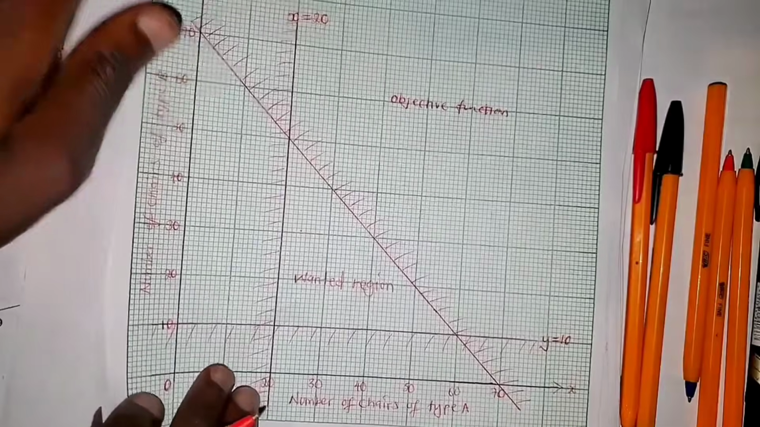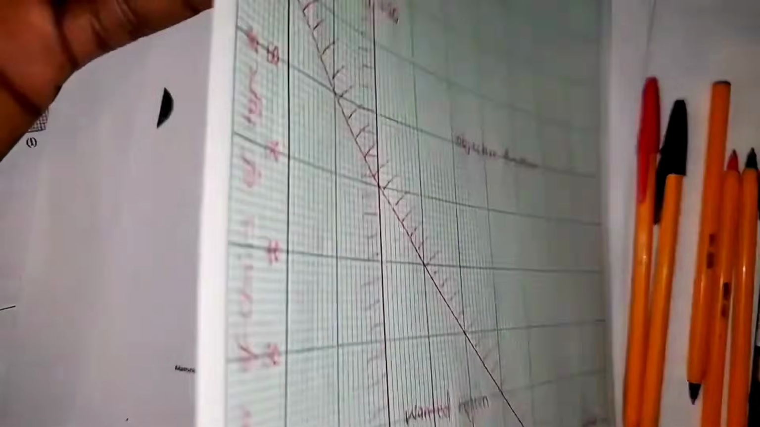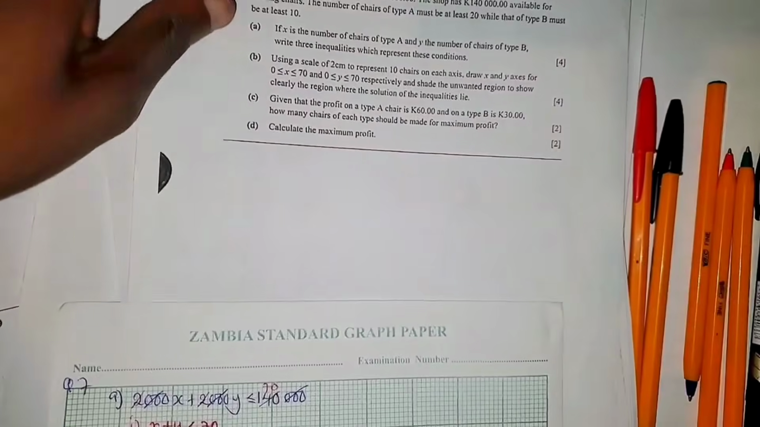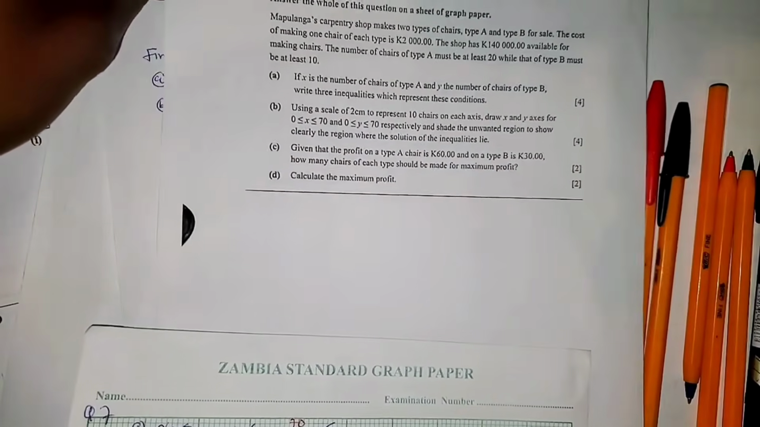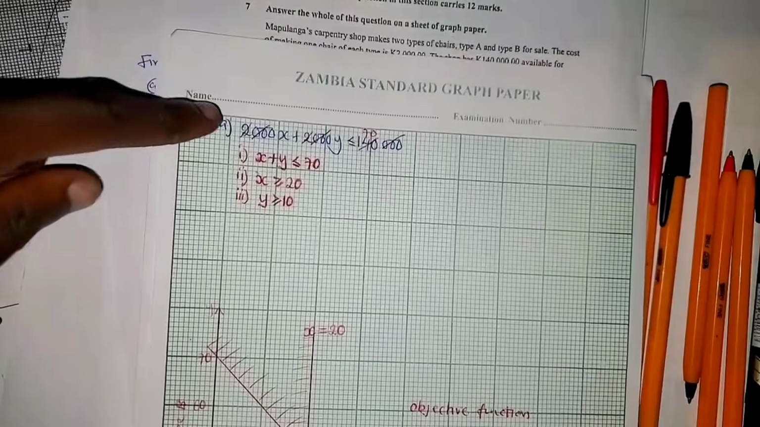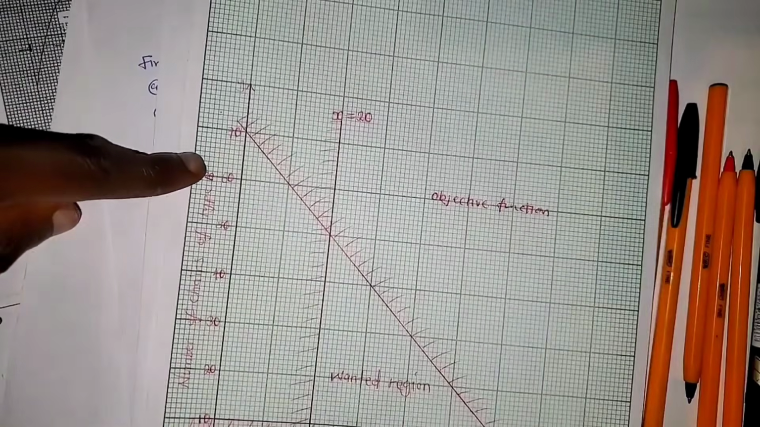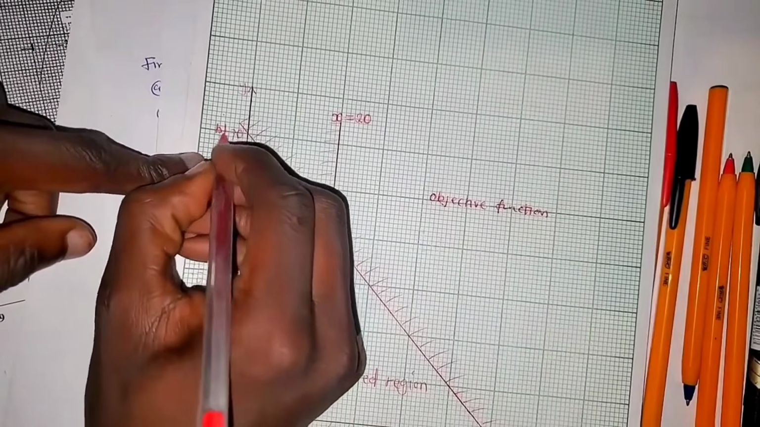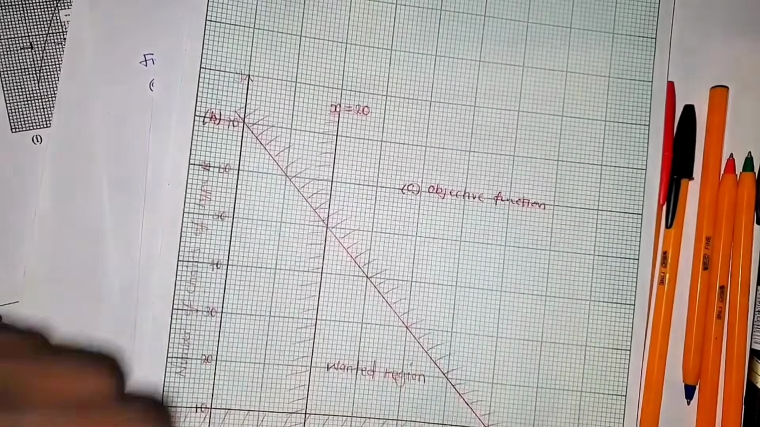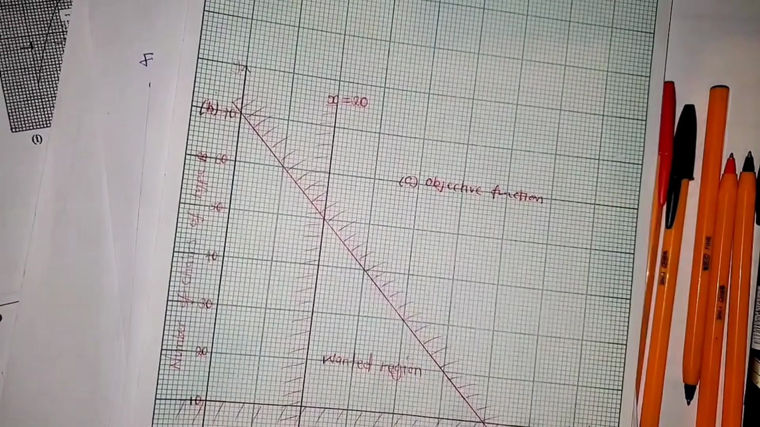Okay, so what question is this? Let's check. This is question C. Okay, question C. So question A is this one. Question B is, this is question B. Then this is question what? Question C. Make sure to indicate the question numbers.